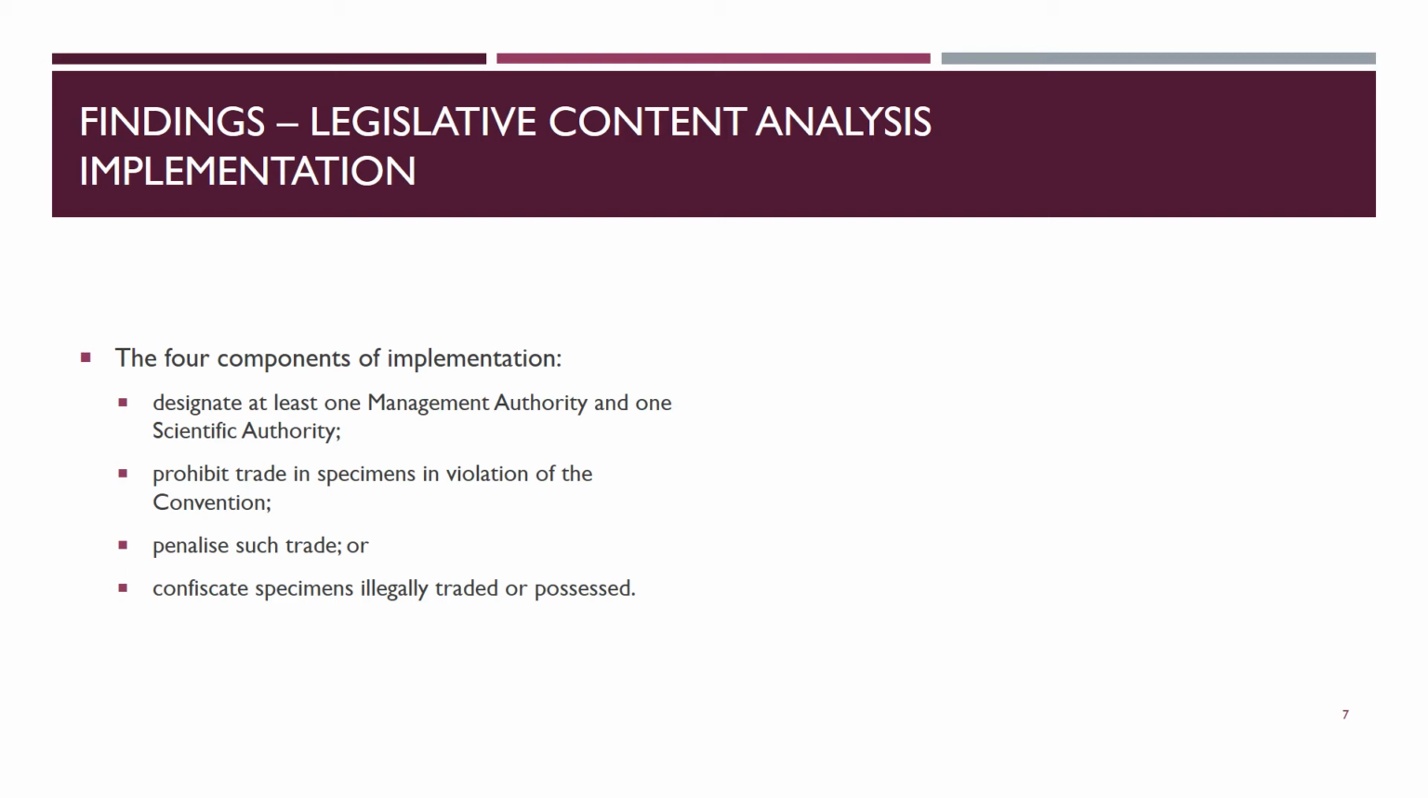Prohibited trade should be penalized, and again, that can be in a variety of ways. That penalty is not set by CITES. And finally, confiscate specimens illegally traded or possessed. There has to be some mechanism where the wildlife is actually taken from the person who is in possession of it or illegally trading it.